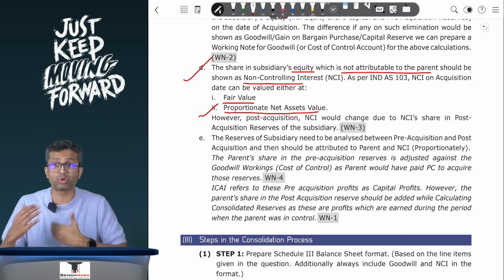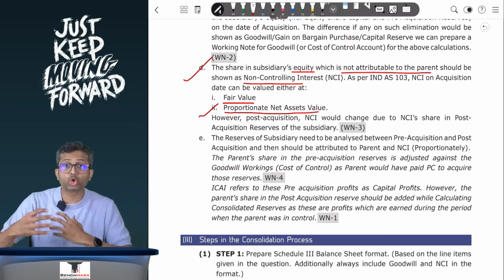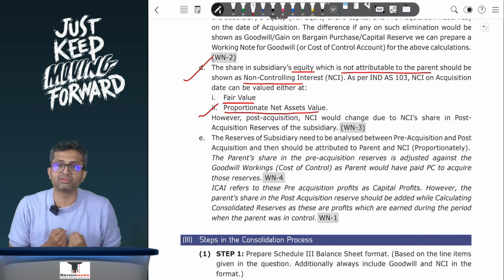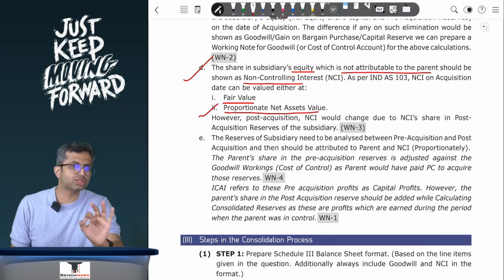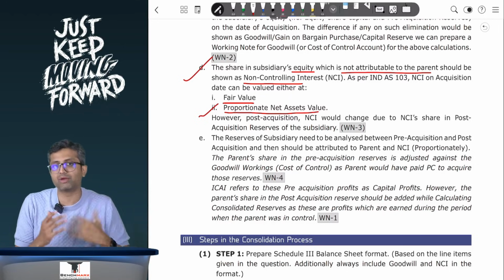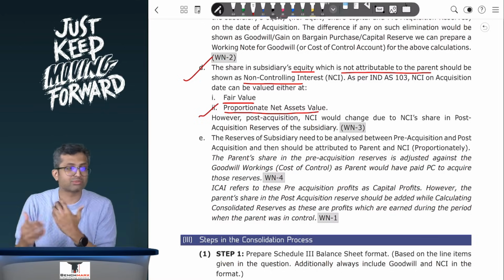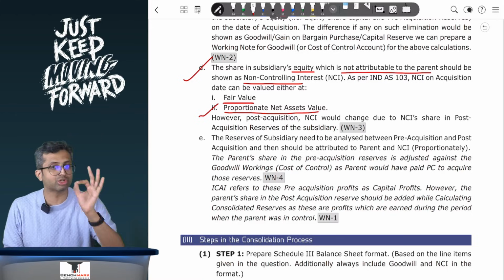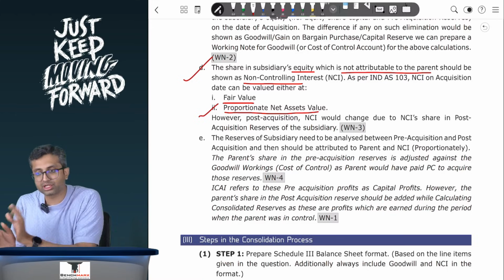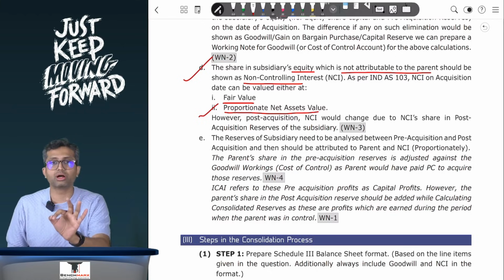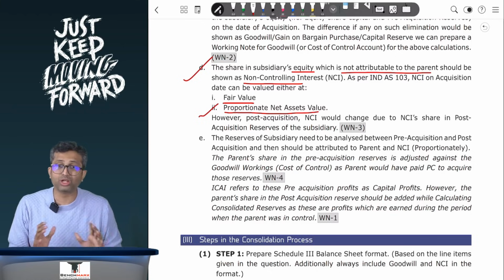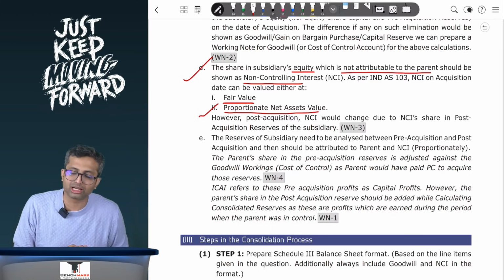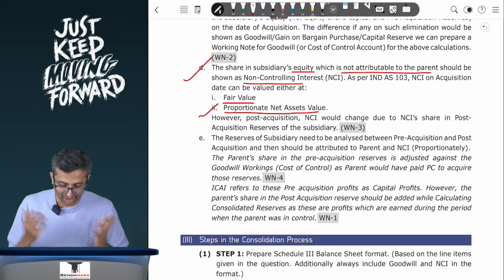Again, at the cost of repetition, in case of the fair market value method, the goodwill that's created is called full goodwill. It is goodwill belonging to the entire company, that is the parent and NCI both. Whereas the goodwill created using proportionate net assets is called partial goodwill, which belongs to the parent only. So sometimes a question might tell you that the company has taken a choice of following the full goodwill method, in which case the non-controlling interest will be measured using fair market value, or the company has taken the choice of following the partial goodwill method, in which case the NCI will be calculated using the proportionate net assets method. Loosely speaking, if you have to remember, P for partial goodwill, P for proportionate net assets, F for full goodwill, F for fair value for NCI.